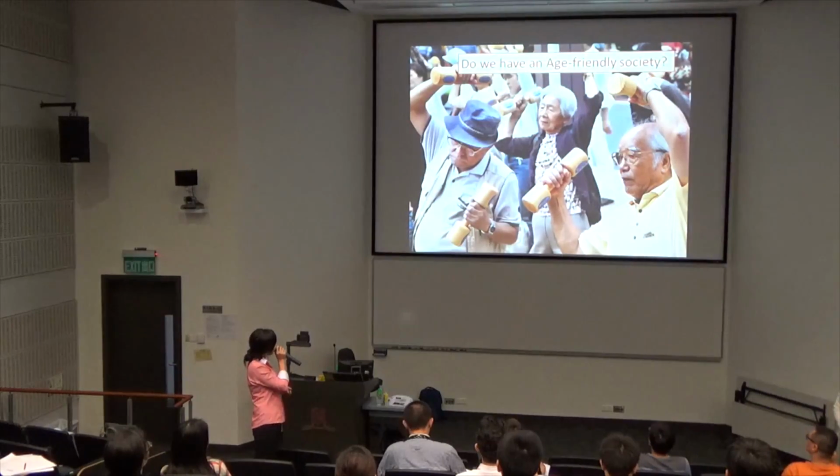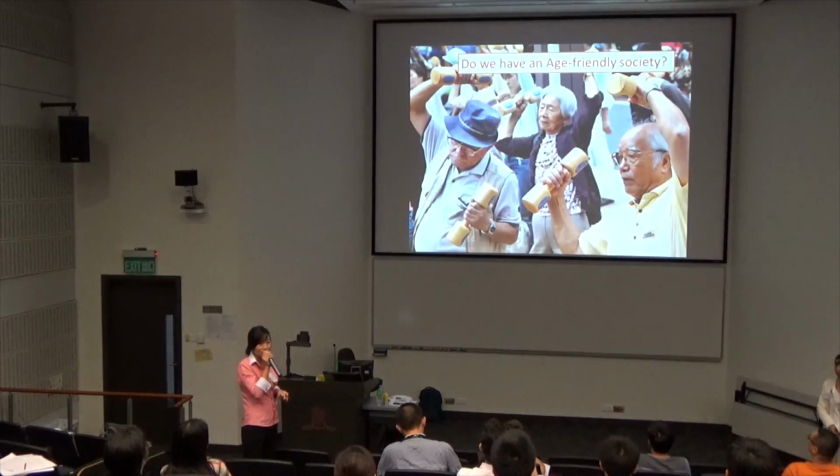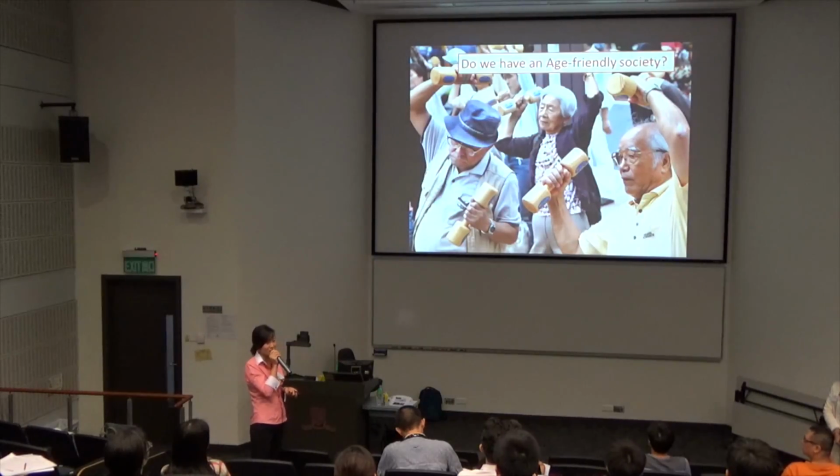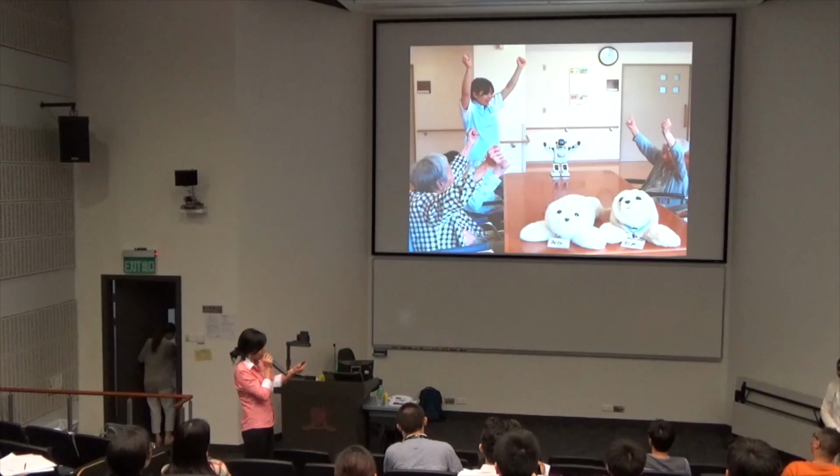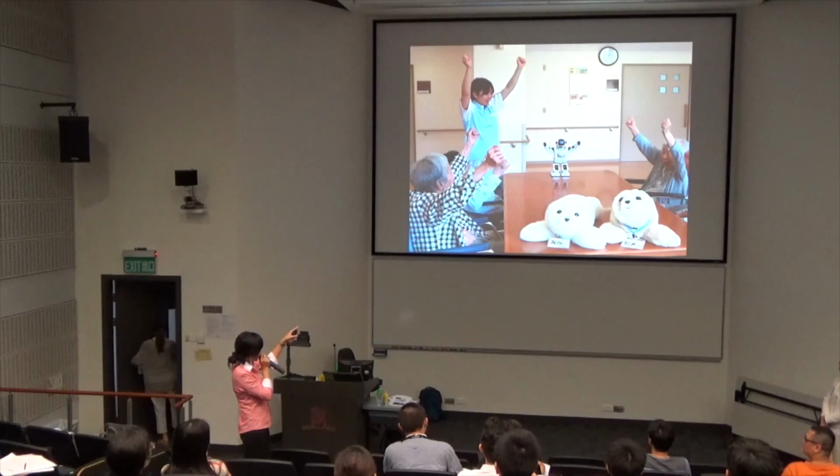So do we have an age-friendly society? Have you ever thought of your mother or your dad, or in some years, all of you becoming an elder? Do you have friends, and what will you do? That's a picture from Japan. Do you see the robot? It's really crazy.